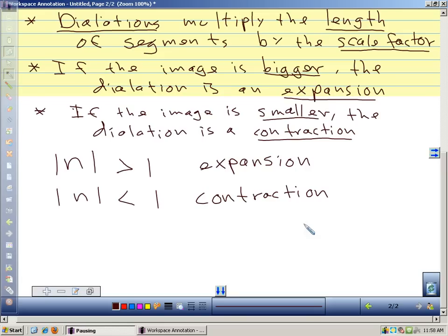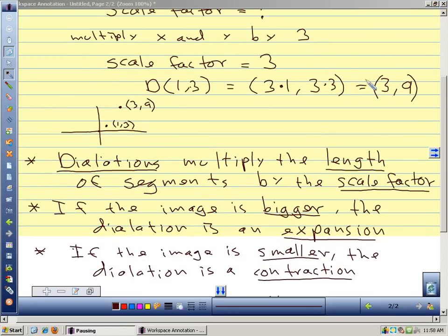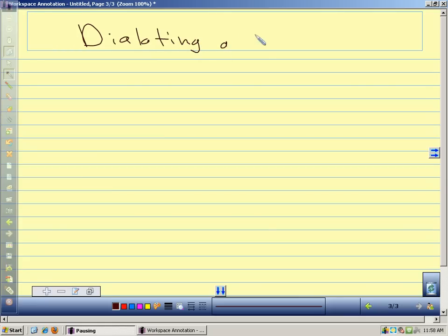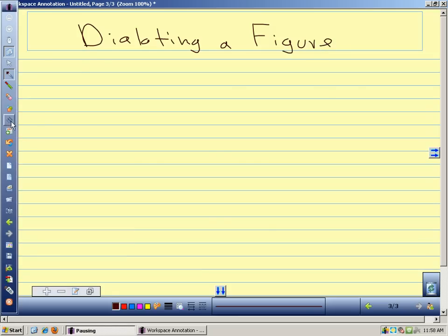Any questions on this? All right, let's look at how we dilate an entire figure. You know how to dilate a point. We just multiply the x and the y by the scale factor. Let's dilate an entire figure. So to dilate a figure, we have to start with a point. And our point is called the center of dilation.